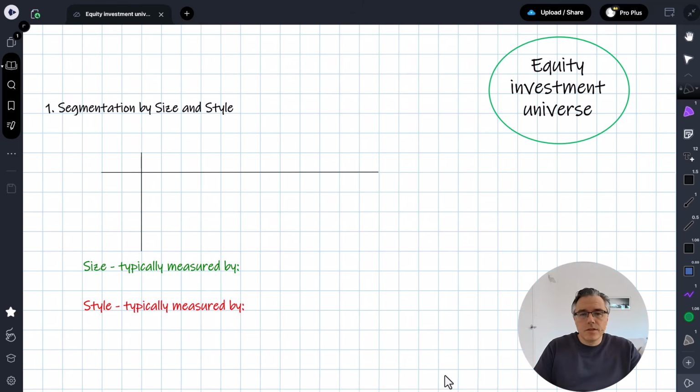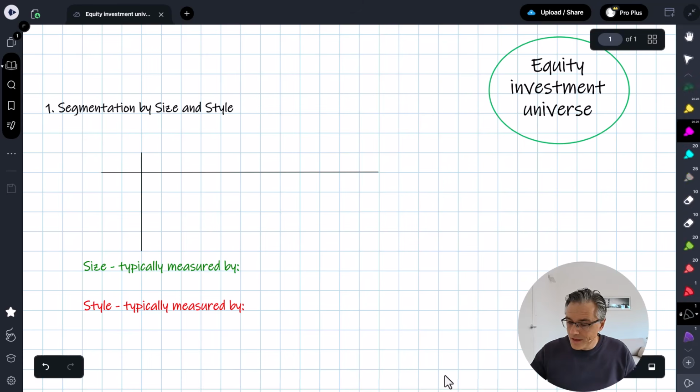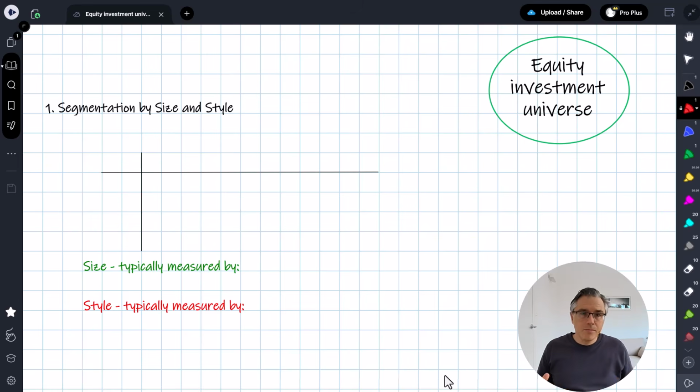In this relatively quick video, we're going to take a brief look at the different approaches which exist to segmenting the equity investment universe. Equity investment universe being the title of the video. So first of all, we've got the possibility to segment equities by size and style. And the name suggests that there are two factors involved, so size and style.